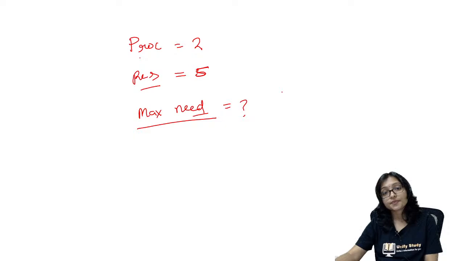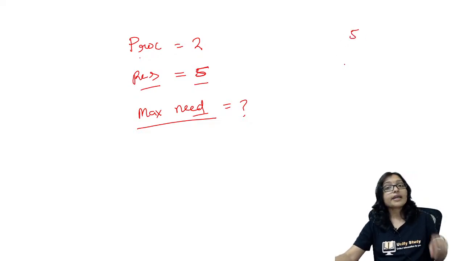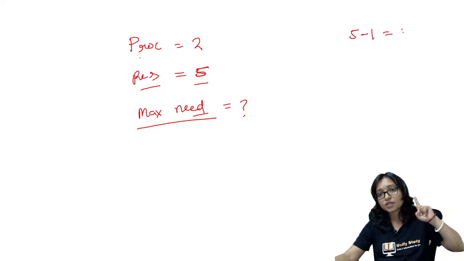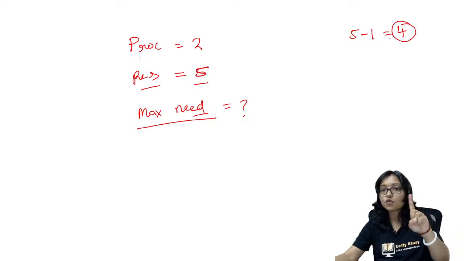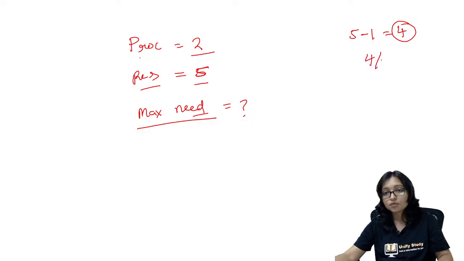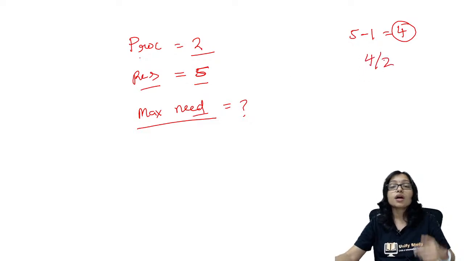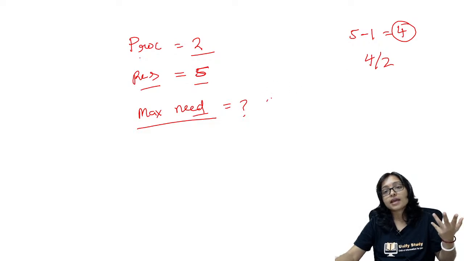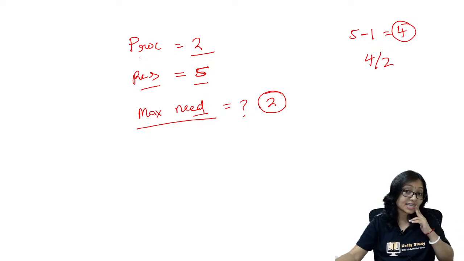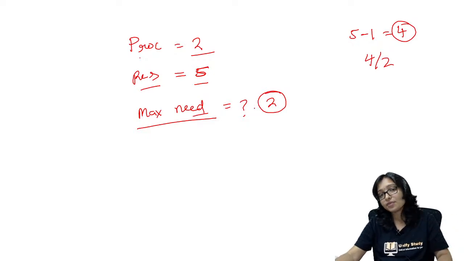How to do that? Same way, you will see that my number of resources is 5. To be deadlock free, I have to keep 1 in my hand. So I will do 5 minus 1, that is 4. Now this 4 I have to distribute among the number of processes, that is 4 by 2. So what can be the maximum need? Maximum need can be 2, not more than that. Is it? Is the maximum need 2?